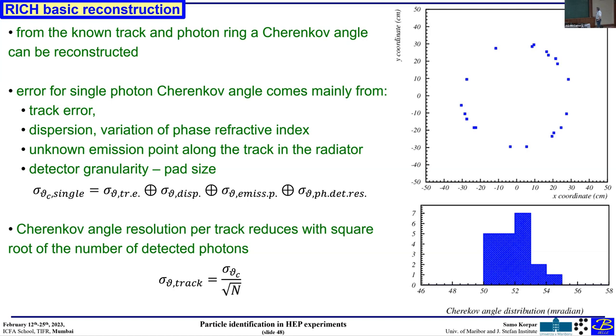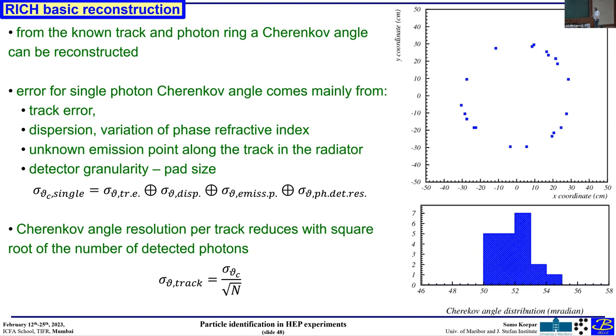One is the tracking parameters, the direction, and also the positions for proximity focusing reach. There is a basic limitation in the dispersion in the medium. Different wavelengths travel at different angles, have a different phase refractive index, and are emitted at different angles, which you cannot really correct; you can only limit this by limiting the acceptance of your detector. There is an emission point uncertainty along the track. You never know at which point the photon was emitted.